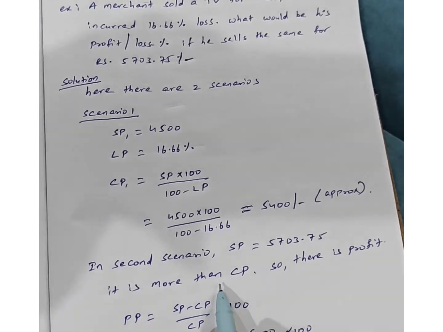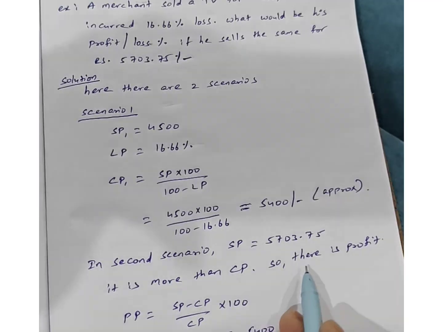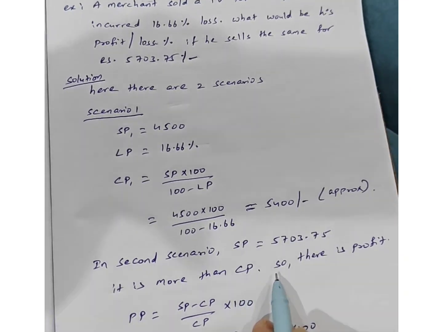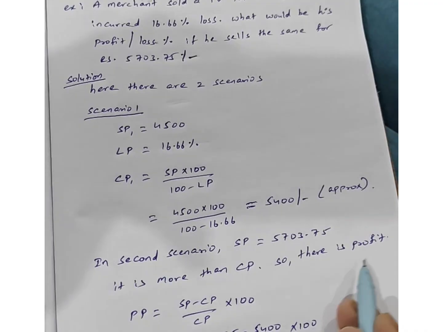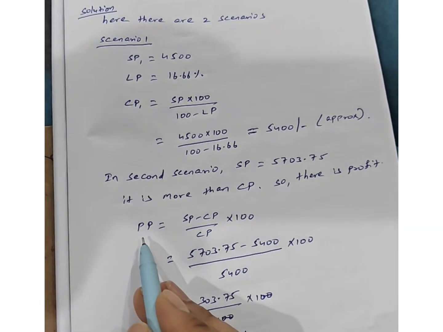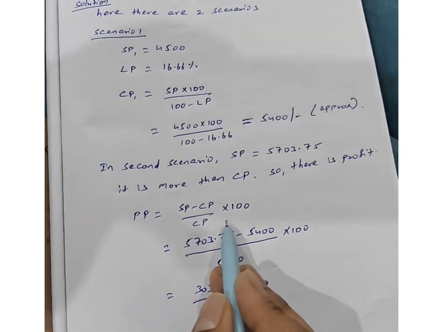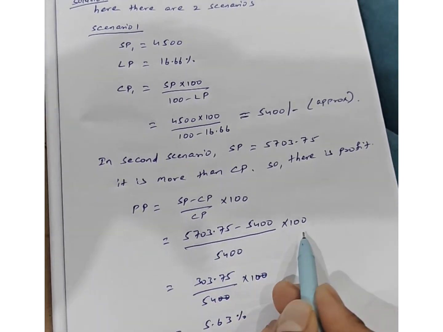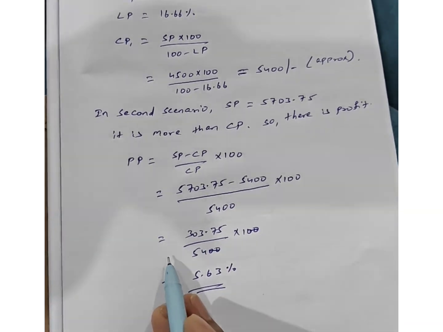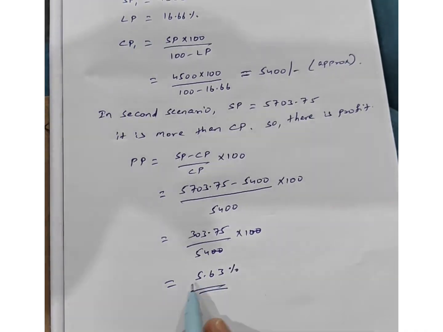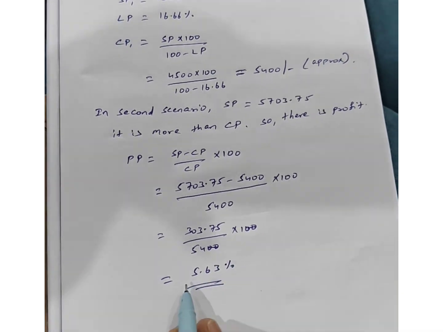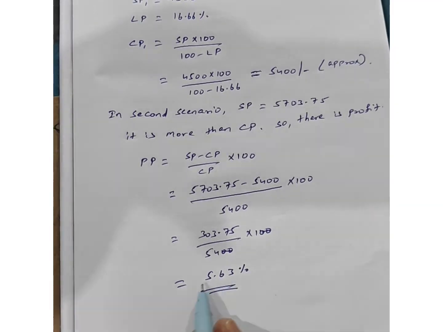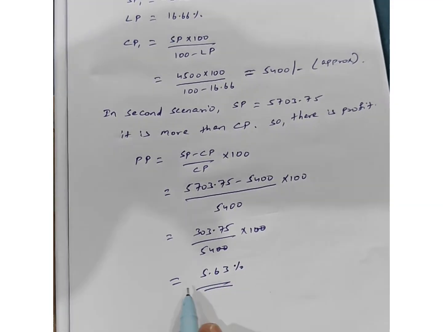In the second scenario, where the selling price is 5,703.75 rupees, it is more than the cost price and there is a net profit to the merchant. Now the profit percentage is equal to SP minus CP by CP into 100, and here in the second case selling price is 5,703.75 minus 5,400 by 5,400 into 100, so the net profit percentage is 5.63%.